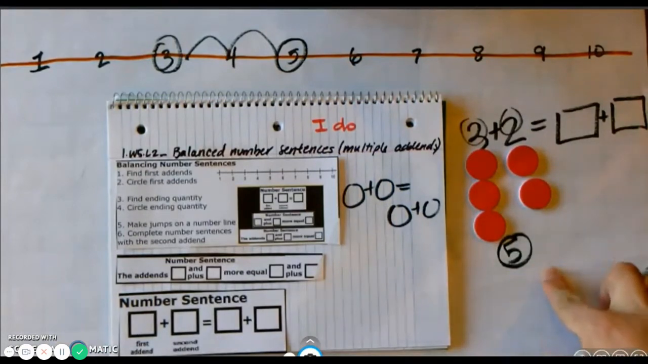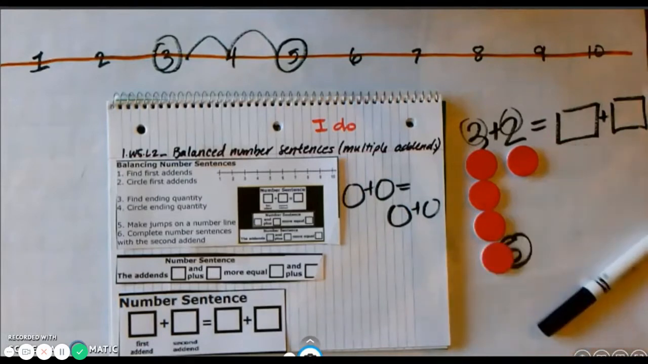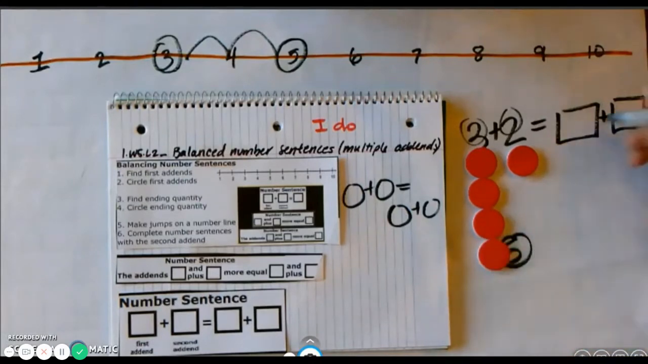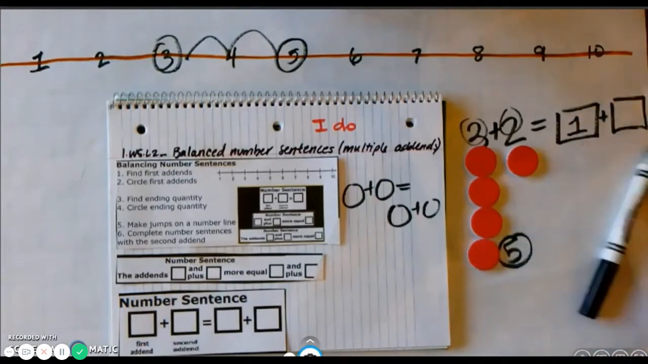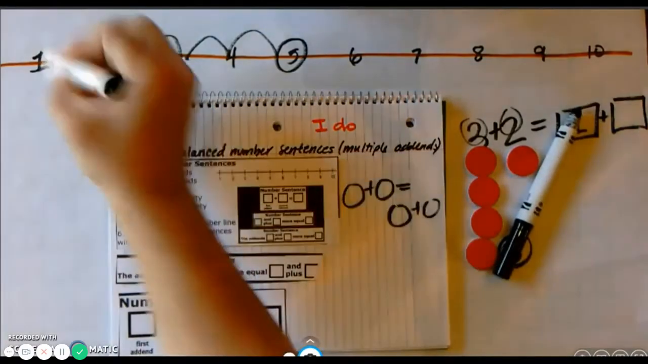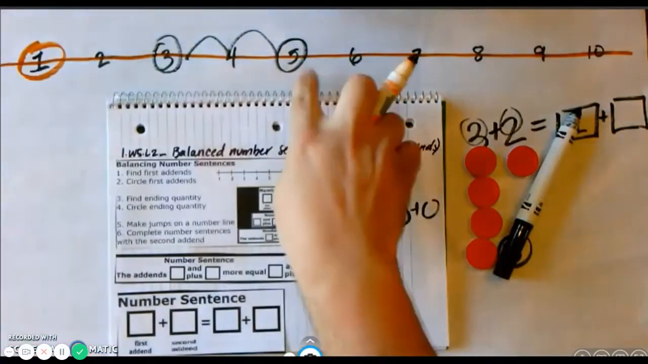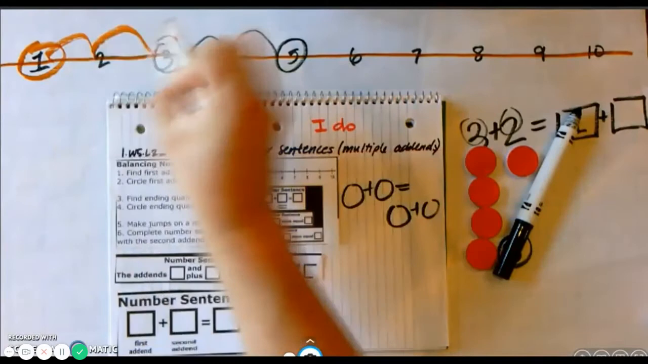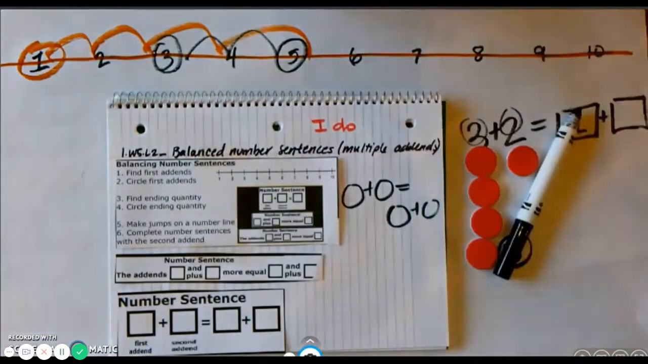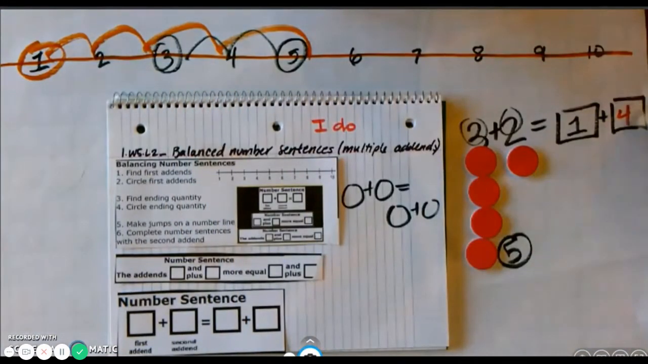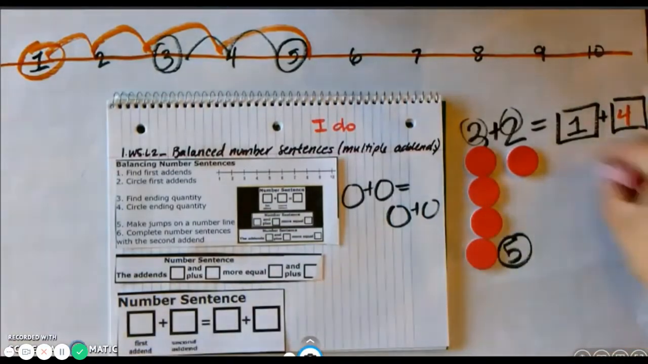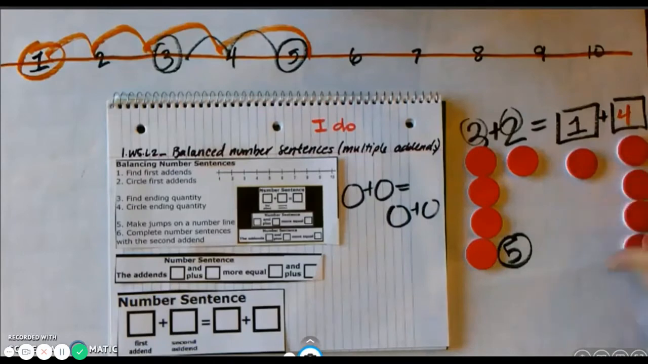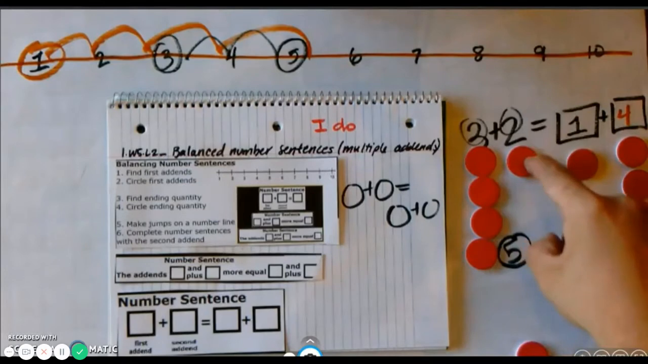So lots of different ways you can move this around. Maybe you want to move one this way, or just place it that way. Let's go ahead and put a number 1 right there. So if I need to make a balance that says 1, well then I'm going to start at 1. And I know that I need to get to 5. So 1, 2, 3, 4. So 1 plus 4 equals the same thing as 3 plus 2. Let's make sure. 1, 2, 3, 4. 1, 2, 3, 4, 5. 1, 2, 3, 4, 5.